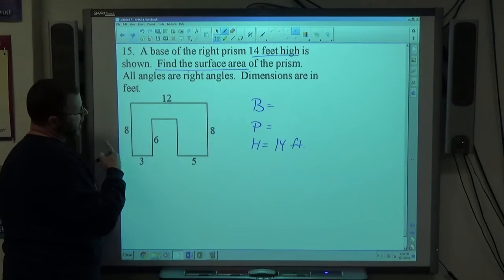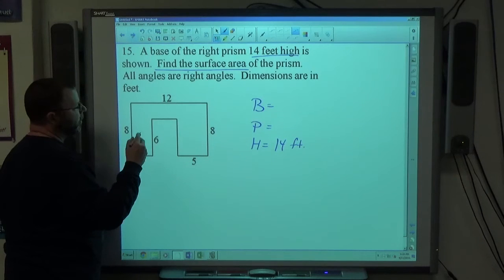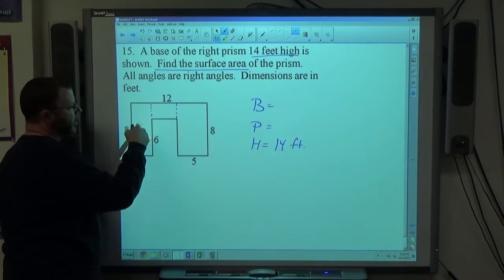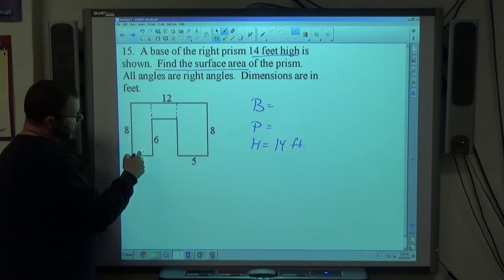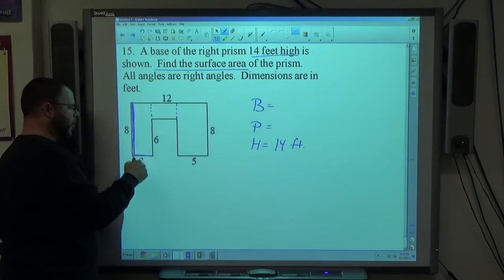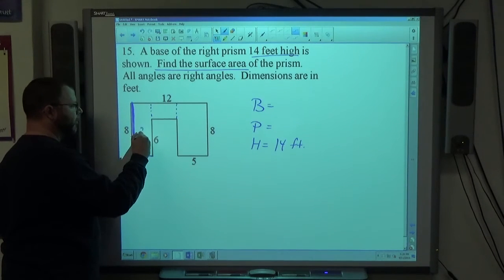Looking at B, I've got rectangles all over the place, so it's however you decide to break it apart. I'm going to put a dotted line right here and a dotted line right here to break it into 3 rectangles. First rectangle is 3 by 8. Make sure you use the entire length, entire width. 8 times 3 is 24.